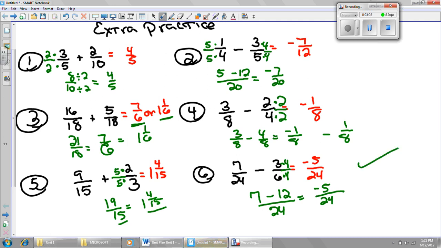There you go. If you got all 6 of those right, you're pretty sharp with fractions. If not, you're going to need some extra practice. Don't worry, you'll get some time to practice it in class tomorrow.